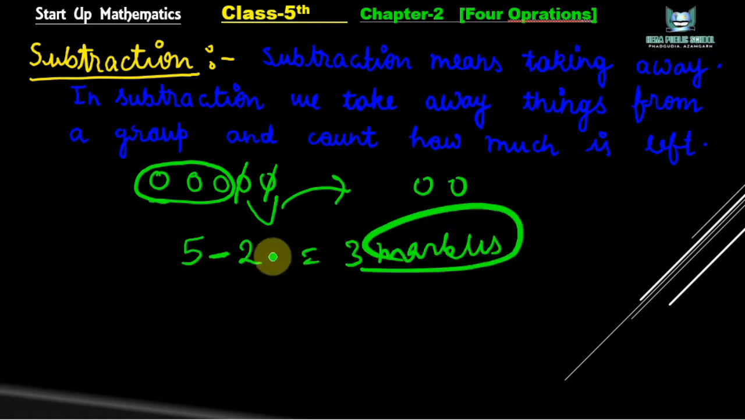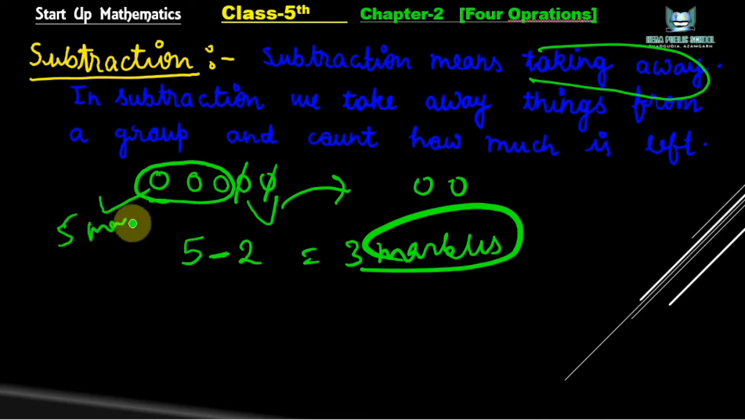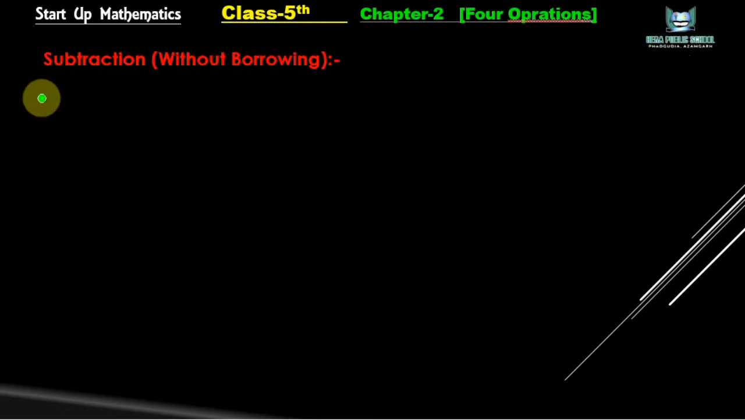So this process is called subtraction. Clear? Subtraction means taking away. In subtraction we take away things from a group. So this was a group of 5 marbles, and we count how much is left. Your brother has taken 2 marbles and now we count how much is left. So this is 1, 2 and 3. So your answer is 3 marbles.